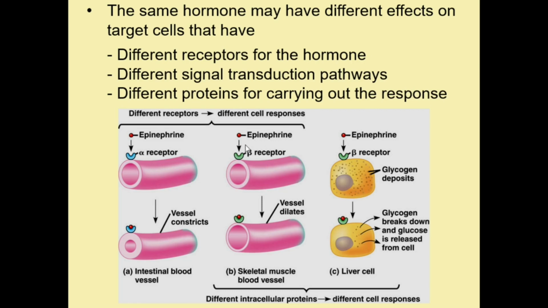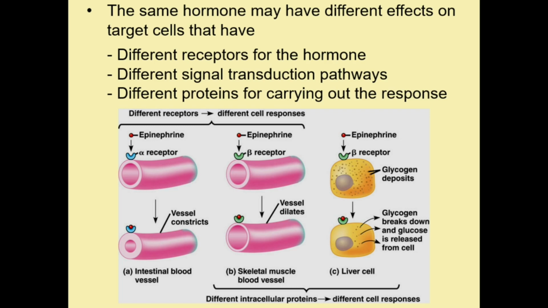Up here we can see epinephrine, and in this case we're looking at blood vessels within our skeletal muscle, and we have beta receptors. So epinephrine or adrenaline will come in and bind to the beta receptors, and this time it has the complete opposite response. It causes the blood vessels within our skeletal muscles to dilate. That means we're getting more blood flowing to our skeletal muscles, which is exactly what we want, because those muscles need more oxygen and more glucose to generate loads of ATP for muscle contractions.